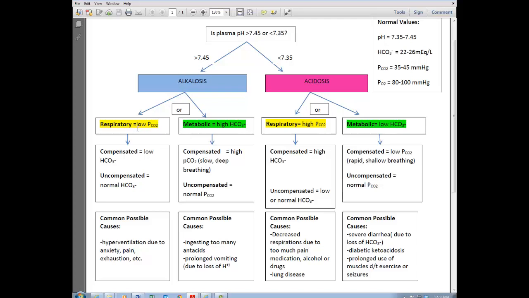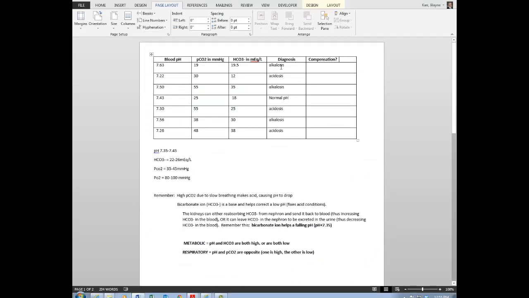So again, low PCO2, high pH, they're opposites, that indicates a respiratory cause. So if I look here, I have a high pH. Is this a lower than normal value for PCO2? Yes, it is, because the low value for PCO2 should be 35. Here it's 19. So right away, because these two are opposite in nature, I have a respiratory alkalosis.